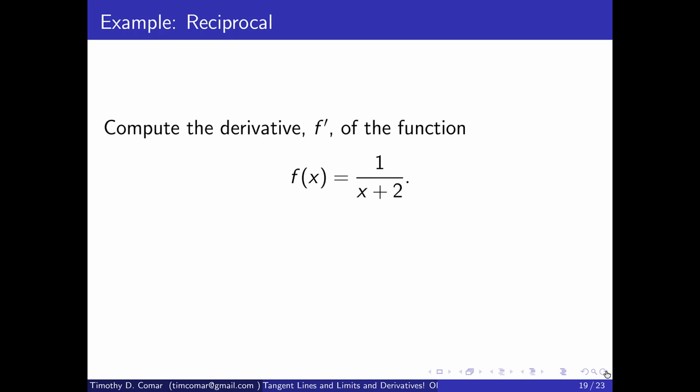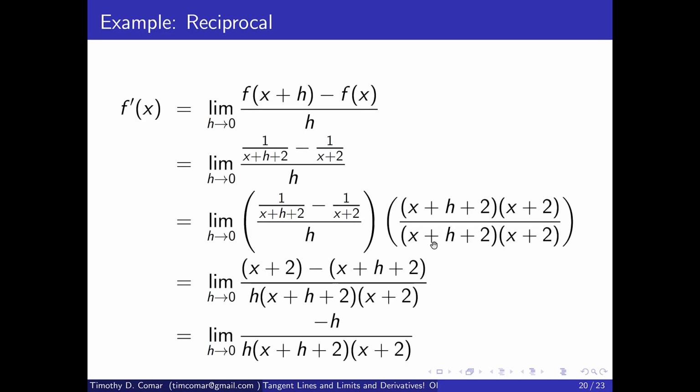So now we're going to compute the derivative f prime of the function defined by 1 over x plus 2. First thing we're going to do is plug in x plus h into the function, so we get 1 over x plus h plus 2. And we're going to plug in x into the function, and we get 1 over x plus 2. And now we're going to follow the same thing we did in the last example, just to emphasize this again. Our least common denominator from the numerator here is going to be x plus h plus 2 times x plus 2. So we're going to multiply that by the numerator and by the denominator over here.